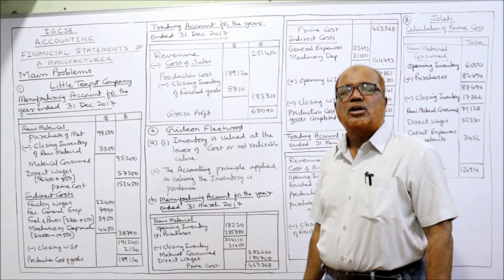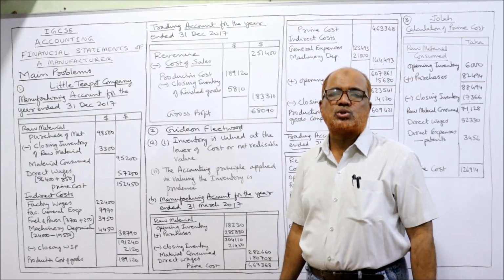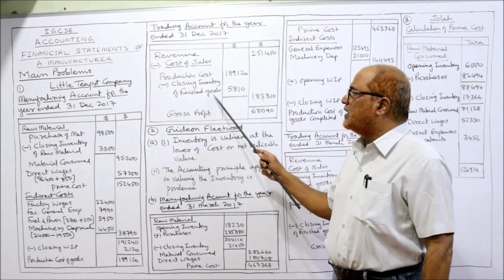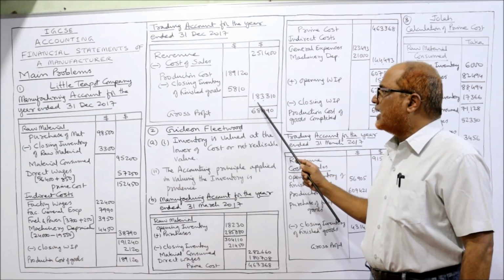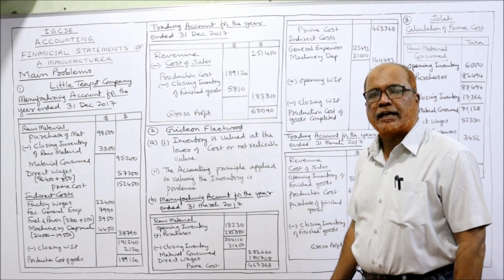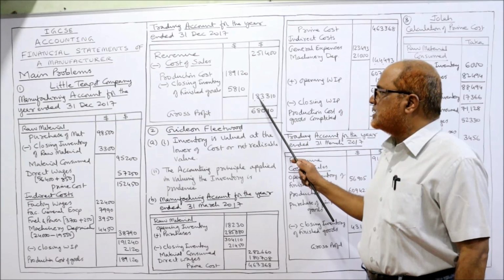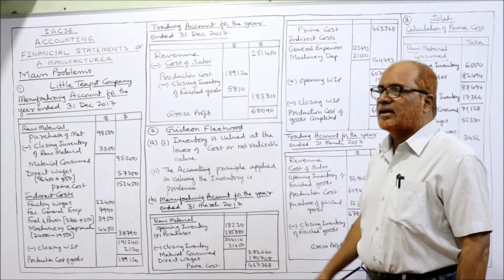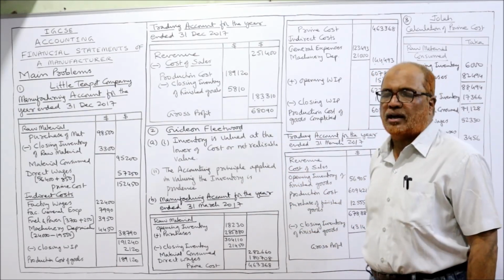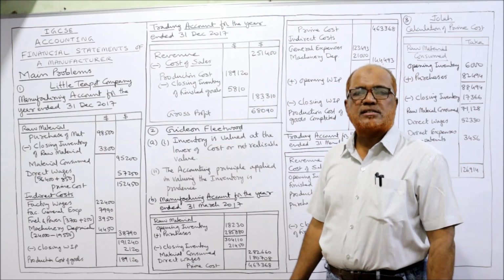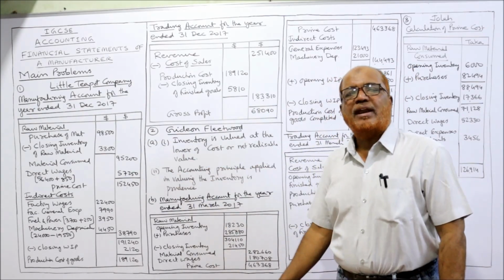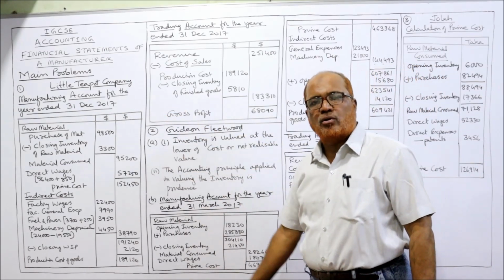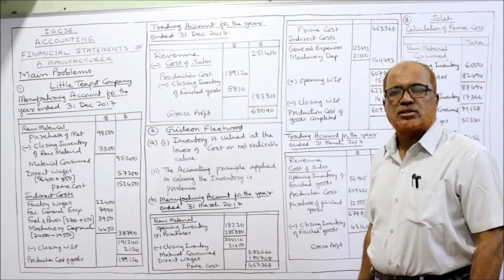From this, we deduct closing inventory of finished goods. We don't have opening, but we have closing. So minus closing inventory of finished goods 5,810. Deduct, we will get 1,83,310. Now subtract revenue minus cost of sales. 1,83,310 is the cost of sales. So sales minus cost of sales will get the gross profit, 68,090. That's all. This is the first main problem on financial statements of a manufacturing concern, where we have prepared a manufacturing account and also we have prepared a trading account.